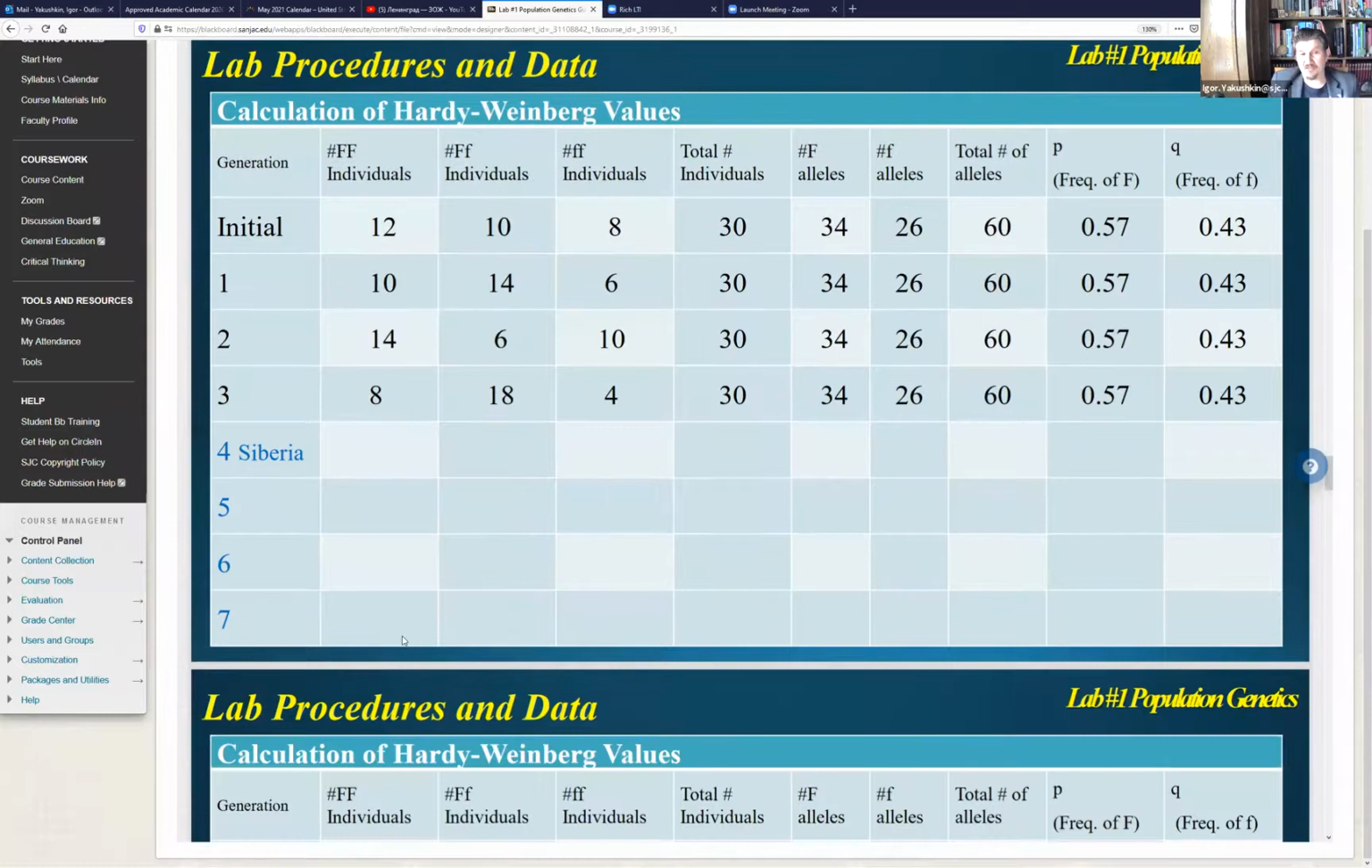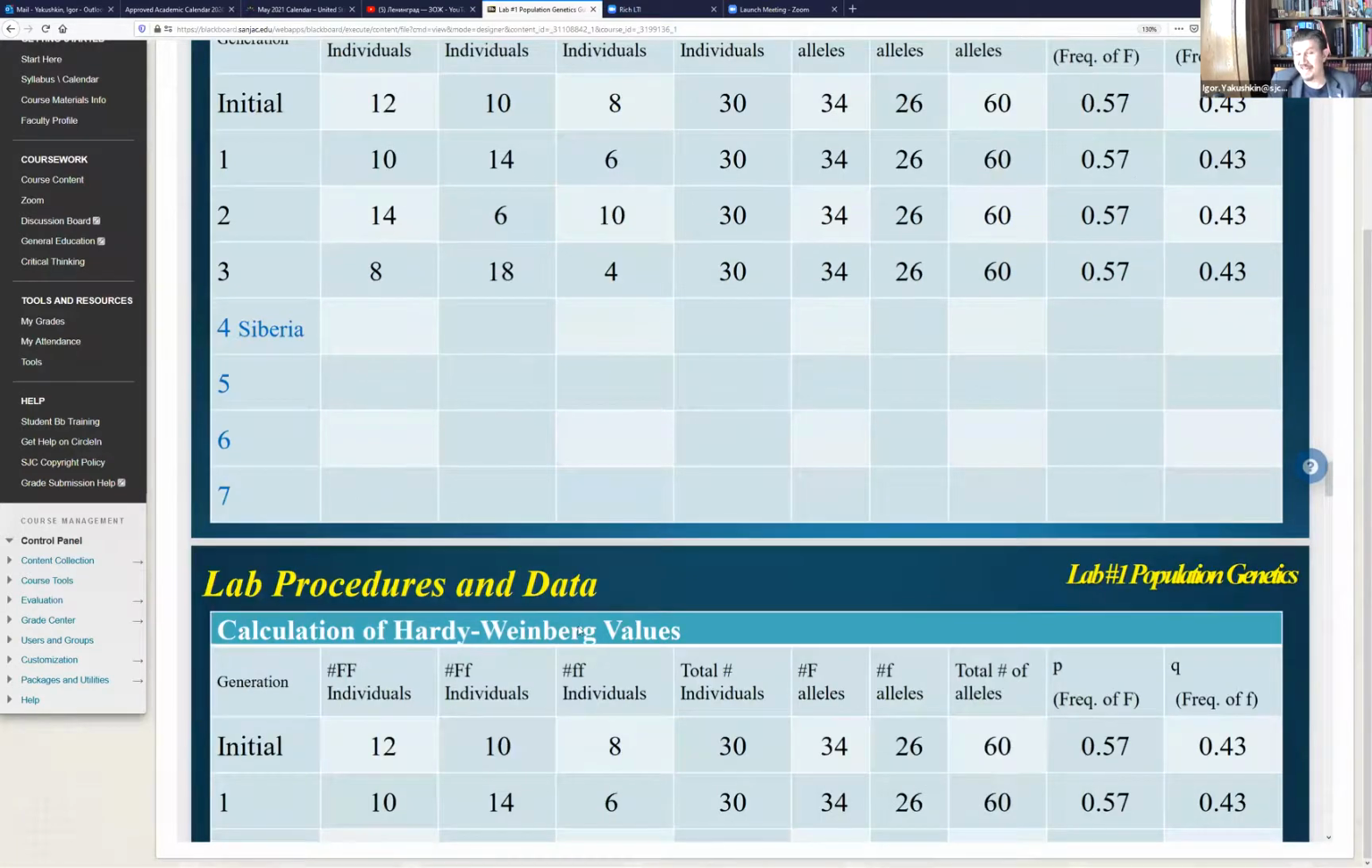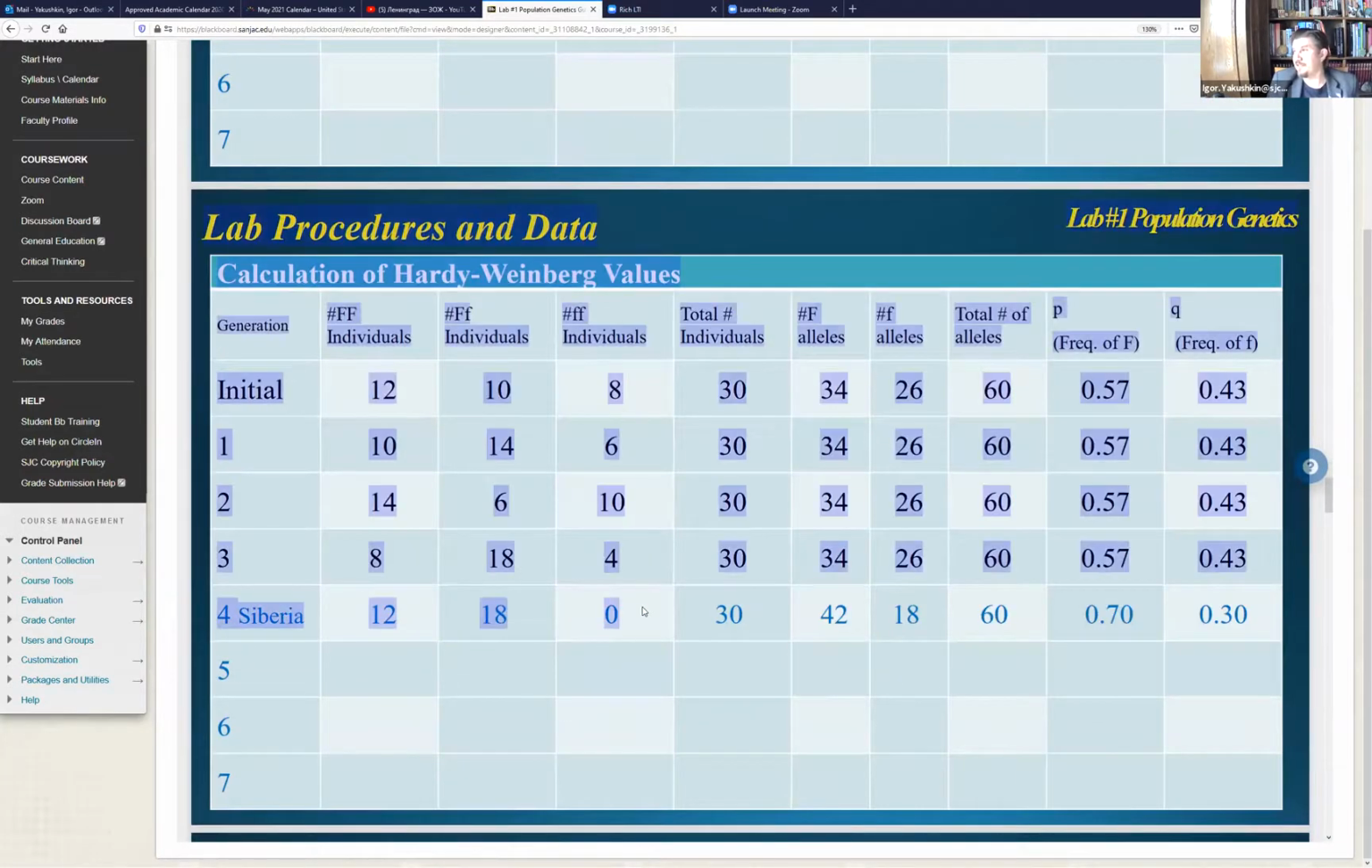We have 12 individuals versus 18 and 0 lowercase f's because they died. They could not reproduce. We still have the total number of individuals the same. Look, 30. But now the number of alleles changed rather drastically, right? Why? Because those ones that died off. Did it completely eliminate lowercase f? No, it did not. We still have hybrids. And this is very important.